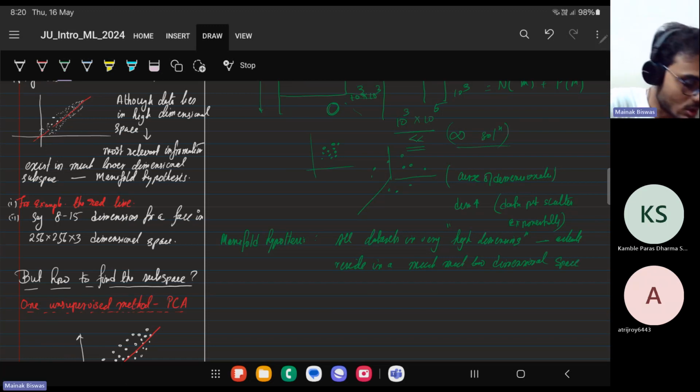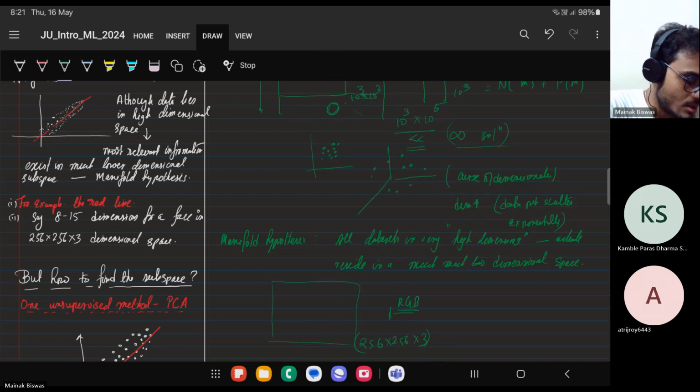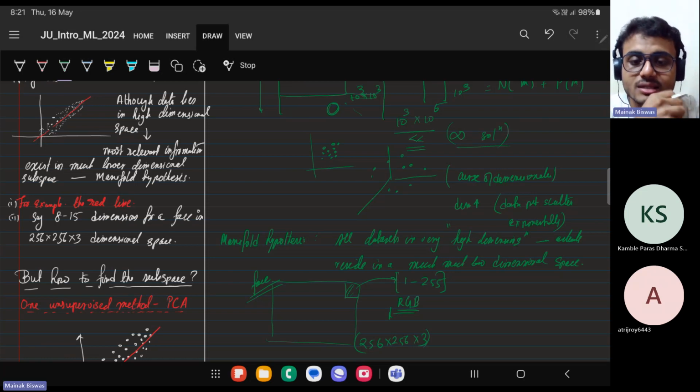So even think about a face, pictures of faces, 256 cross 256 cross 3. This is the RGB channel of an image. So this is an image of your face, of humans, okay? Each of these pixels can take values from 0 to 255. So can you tell me how many distinct images can be formed in reality? Like if you take all random possible images, how many images can you form out of this?